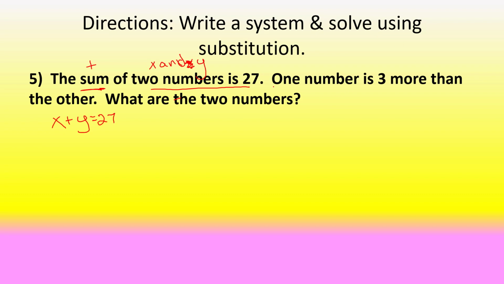All right, now we get a little bit more information. One number is 3 more than the other number. So it didn't really matter which. We just know that one number is 3 more than the other number. So if I take a number and I add 3 to it, that's going to be equal to the second number. Well, that's another equation. x plus 3 equals y.